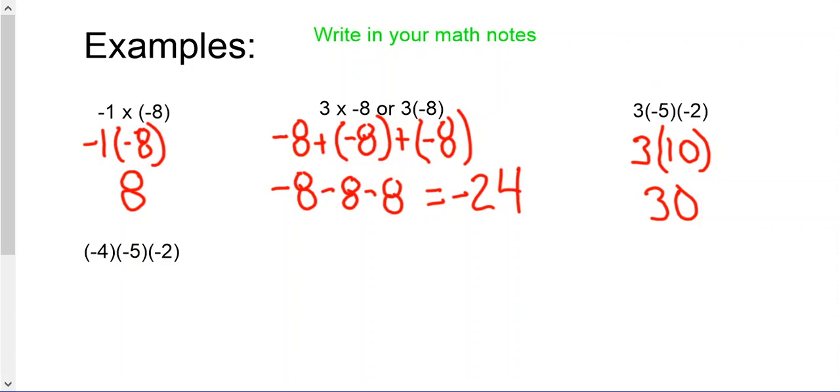So here in this problem we had 2 negatives. What happens if we have 3 negatives? Again, we'll start with the negative 5 times negative 2, which will give us a positive 10. And then we'll bring down that negative 4. So we have a positive times a negative, and that will always give us a negative product. So our answer would be negative 40.